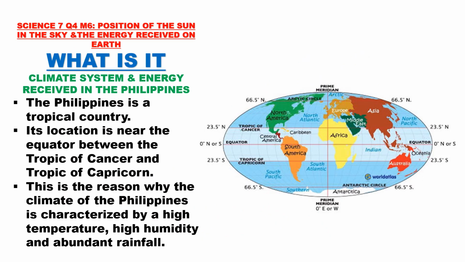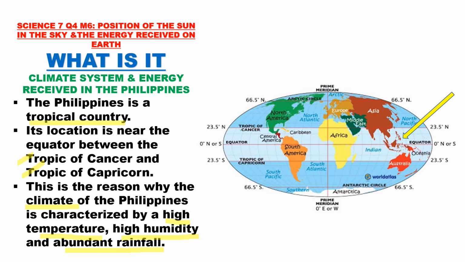Climate system and energy received in the Philippines. The Philippines is a tropical country. Its location is near the equator, between the Tropic of Cancer and the Tropic of Capricorn. This is the reason why the climate of the Philippines is characterized by high temperature, high humidity, and abundant rainfall. The climate of the Philippines is tropical and maritime.